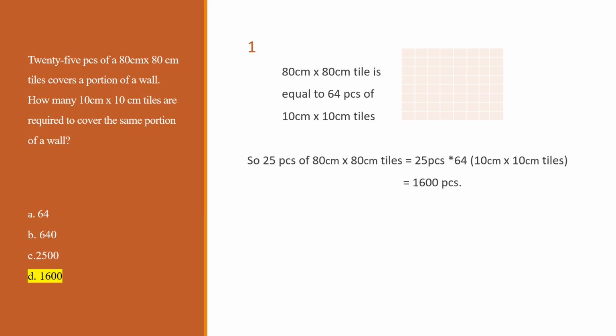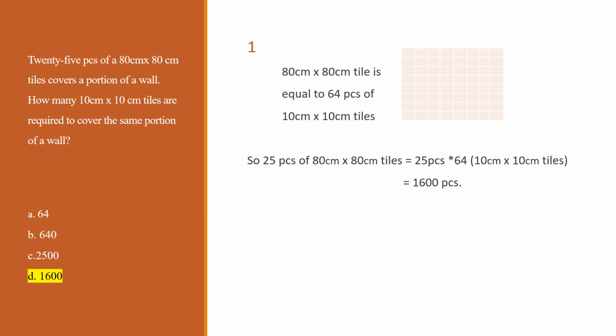required to cover a portion of a wall that's covered by 25 pieces of 80 centimeter by 80 centimeter tiles. So what can facilitate computation of this is to recognize that an 80 centimeter by 80 centimeter tile is equal to 64 pieces of 10 centimeter by 10 centimeter tiles laid out next to one another.